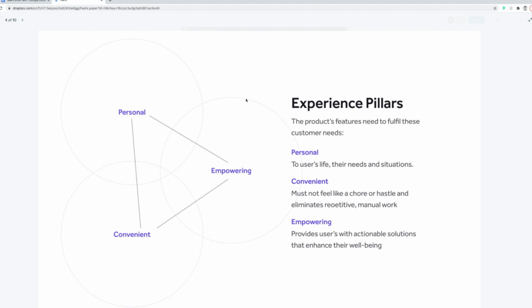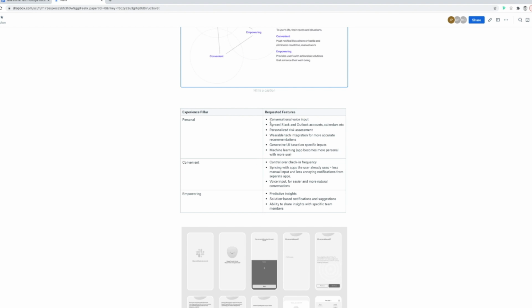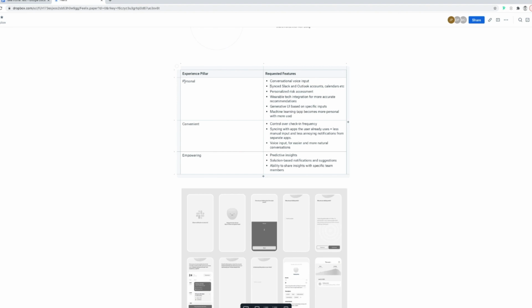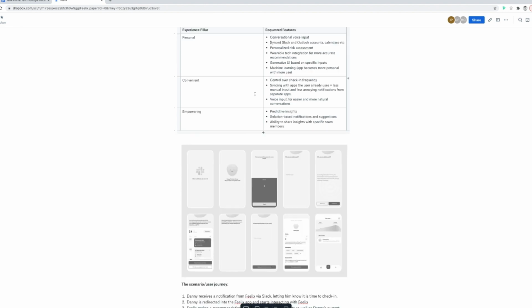Something I always like to do is tie everything back to some experience pillars. So this experience needs to be personal, convenient, and empowering, which were the three I learned from my research. Then, taking these experience pillars, I came up with some features. Some of these features were requested, and some were just based on the technology that exists today and how it might support the user's needs. I organized them in this sense. Another way you could do this is to write user stories, which probably would have been better, but that's just what I did.